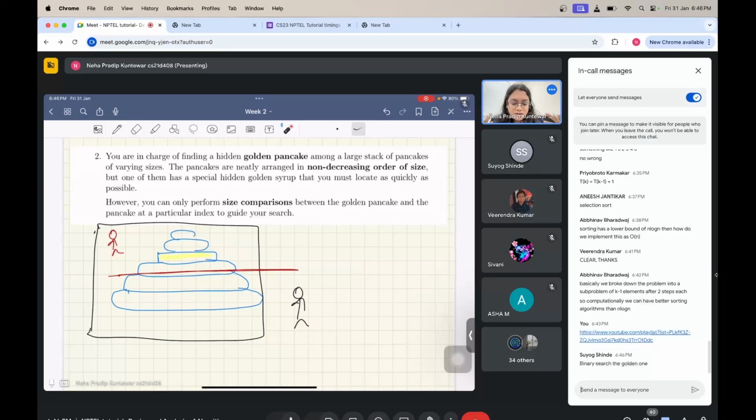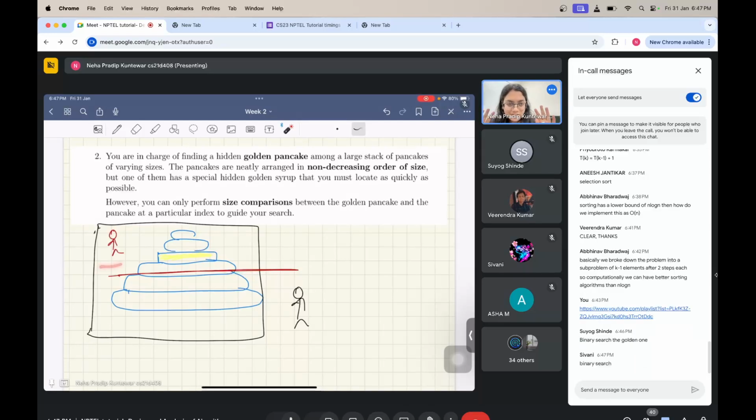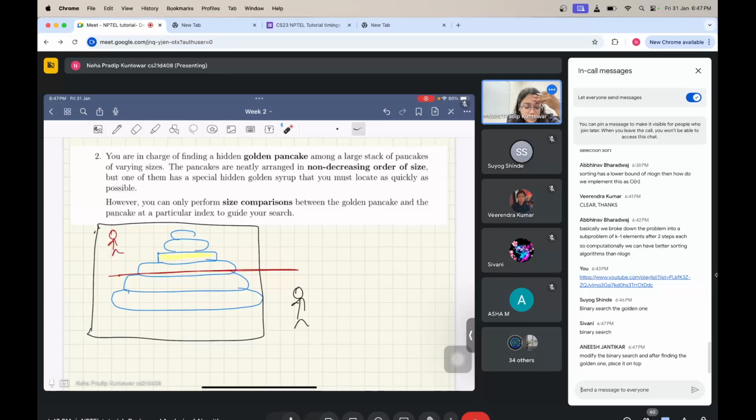can you come up with an algorithm to bring this hidden golden pancake at the top, and always assume that this person is going to tell you the correct answer, so there's no fishy thing going on here. They'll tell you whether it's larger or smaller than the golden pancake, so you'll always trust their answers. So the question is, you want to minimize the number of comparisons to get the pancake at the top. So maybe try this out for a couple of minutes.